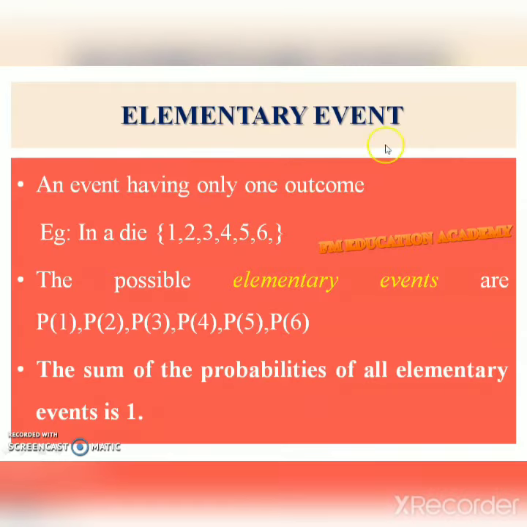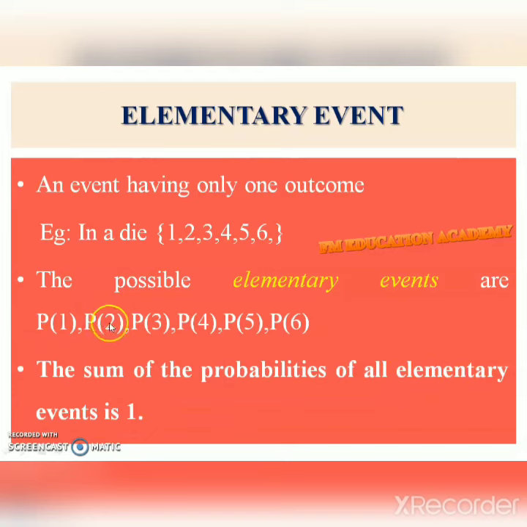Now what is an elementary event? An event having only one outcome is called an elementary event. Example, in a die 1, 2, 3, 4, 5, 6, we can say 1 we are having one time. That 1 is called an elementary event. That is, P of 1 is equal to 1 by 6, because 1 time 1 we will get, and total outcomes are 6. So elementary event means any one single event. Or we can say P of 2 is 1 by 6, or P of 3 is 1 by 6. That is, any one number we are getting one time, and that one number is called an elementary event.